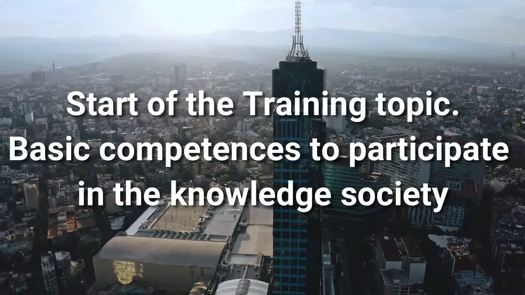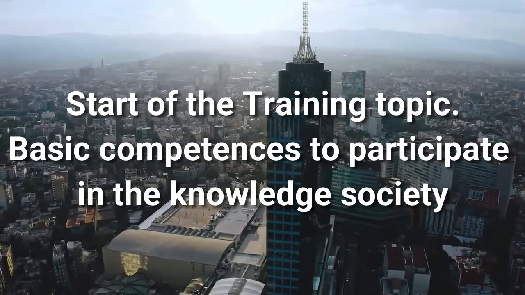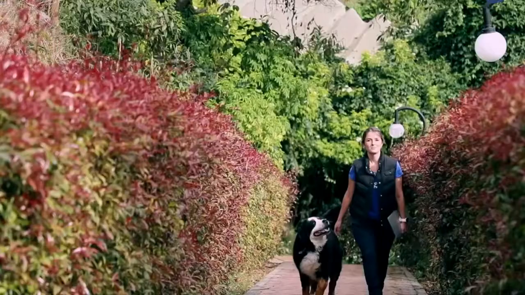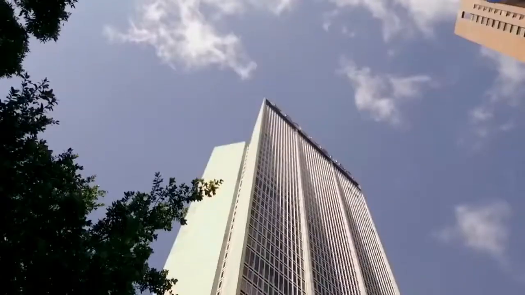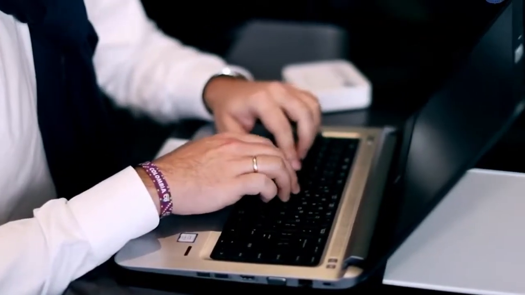Start of the training topic. Basic competence to participate in the knowledge society. Knowledge in economic administrative principles and decision making models, theories and models of international trade and business, international geopolitics and regionalization principles, rules, accounting and financial models, national and international level framework for business.